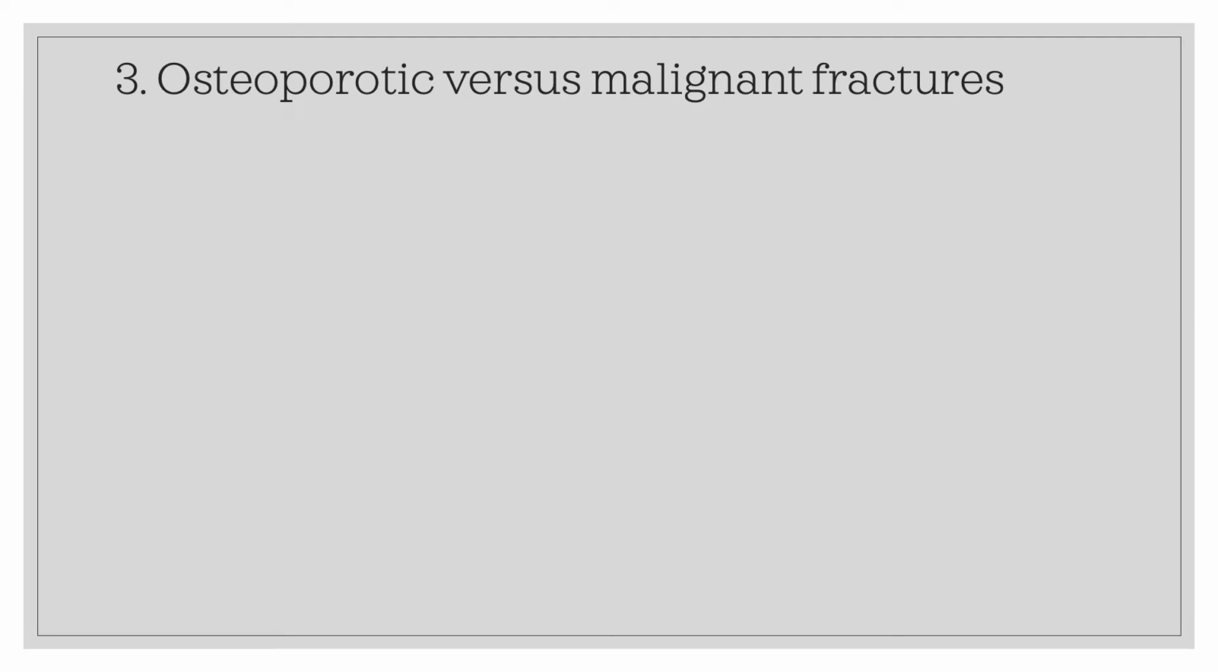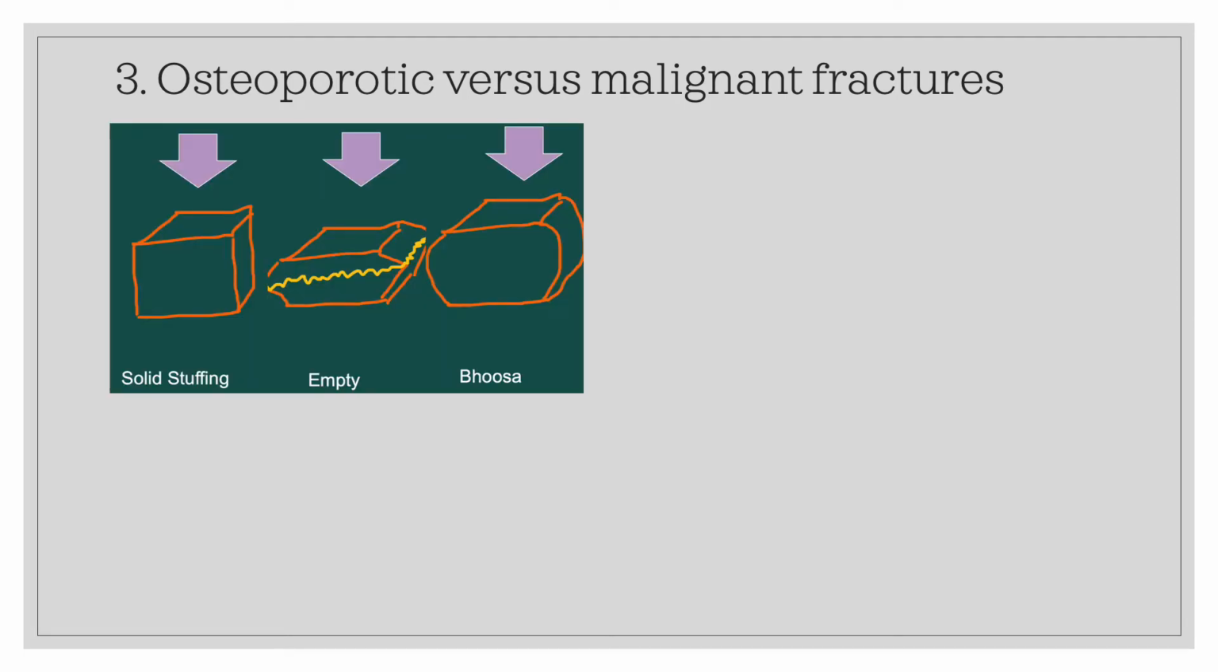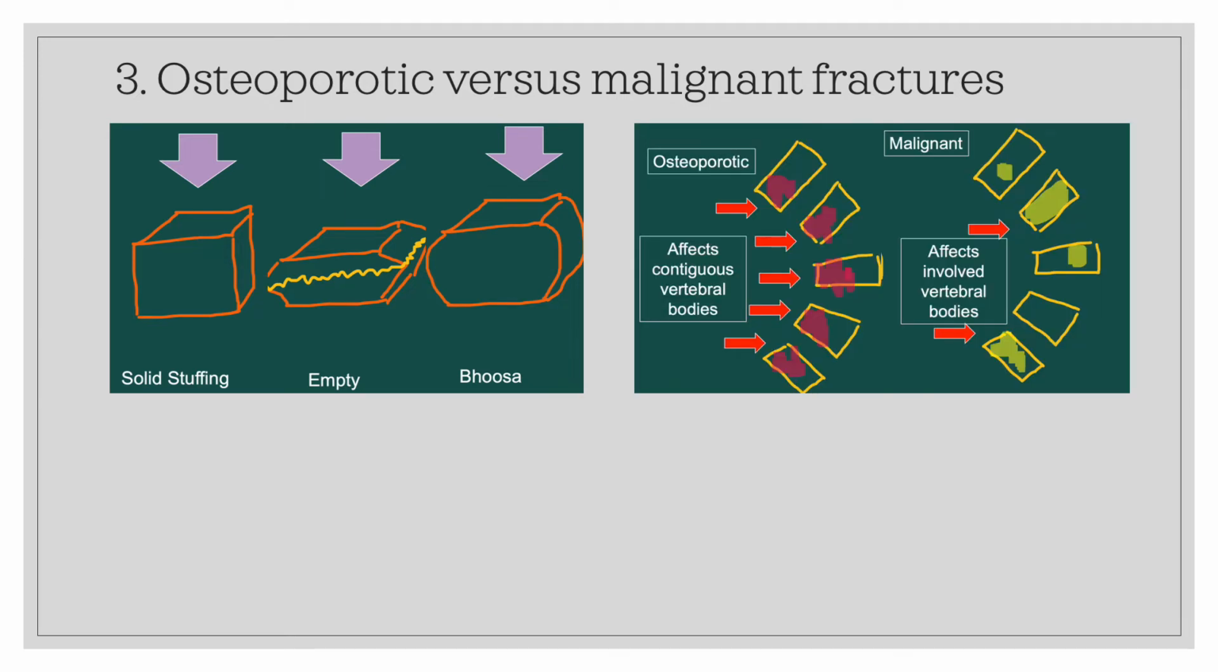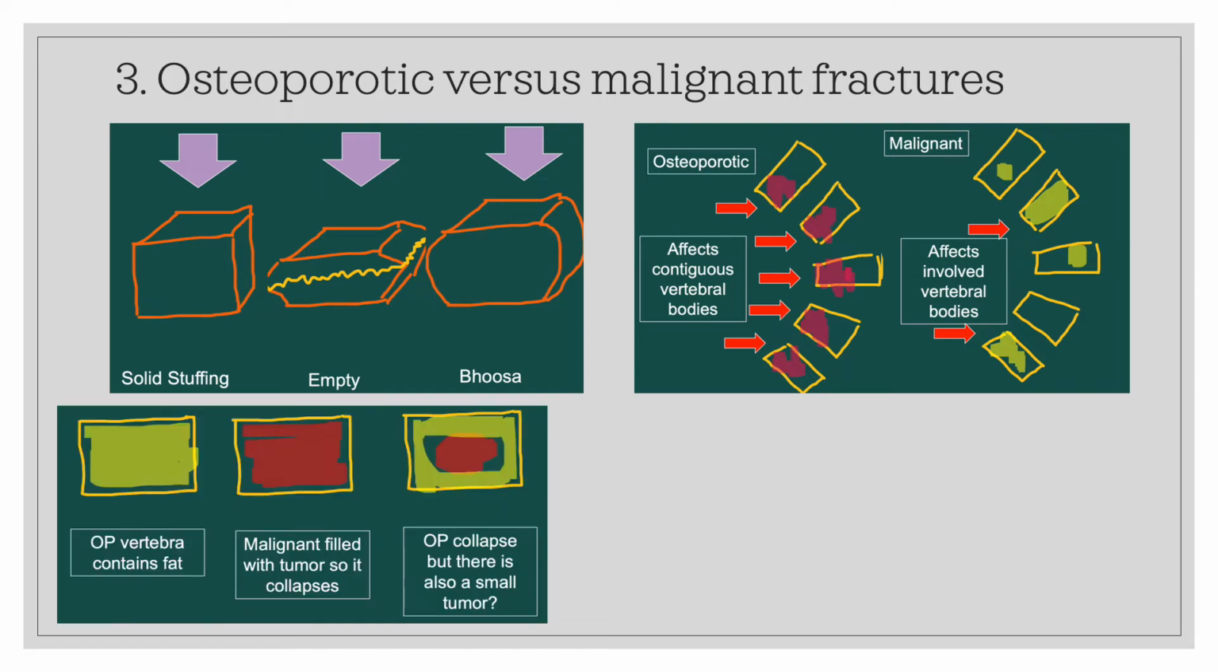In talking about osteoporotic versus malignant fractures, we're going to look at a few quick things. Remember that the normal vertebral body is a box that is stuffed with solid material. An osteoporotic one is an empty cardboard box, whereas a malignant vertebral body is one that is stuffed with styrofoam, if you will. So typically osteoporotic fractures would happen at multiple contiguous levels, whereas malignant fractures would happen based on the degree of involvement of the vertebral body. Which comes to the next point, that the osteoporotic vertebral body will typically contain fat, whereas the malignant vertebral body would have lost a lot of fat.